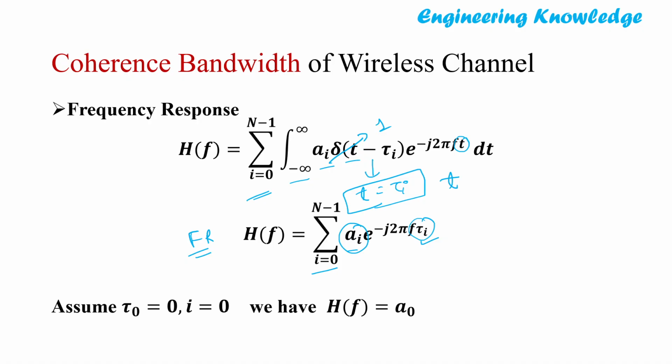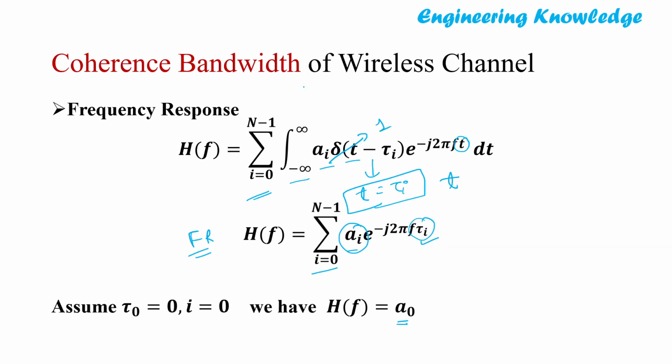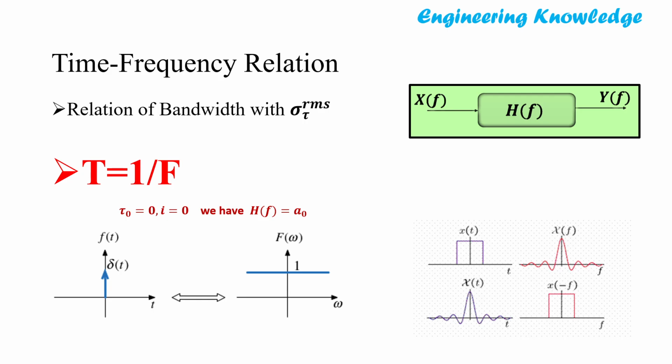Now assume that we have tau_0 equal to 0. There is only one component at i equal to 0. This means that H(f) will be, in this summation, only i equal to 0, and we'll have H(f) equal to a_0. What does this mean? This means that there is a time and frequency relationship that is yielding. Now we consider that there is only one component. What is the meaning of one component? One component means there is only delta of tau_i. Remember, we are writing that tau_0 is equal to 0, so this has only amplitude of a_0.